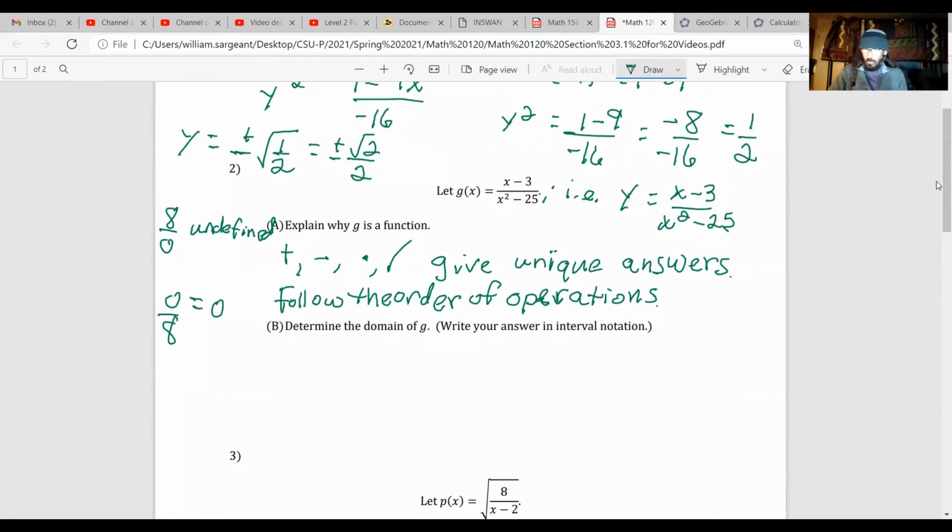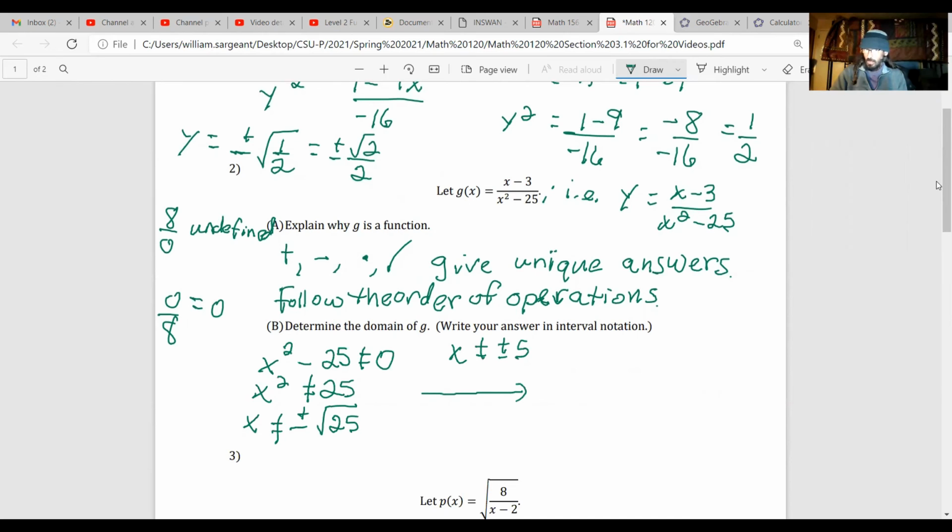I don't care what you put in for x, what it makes the numerator equal, but x squared minus 25 cannot equal 0. So x squared cannot equal 25. If that was an equal sign, then we would take the square root of both sides and put a plus minus in front of it. And same thing applies because it was a not equal sign instead. So x cannot equal positive or negative 5.